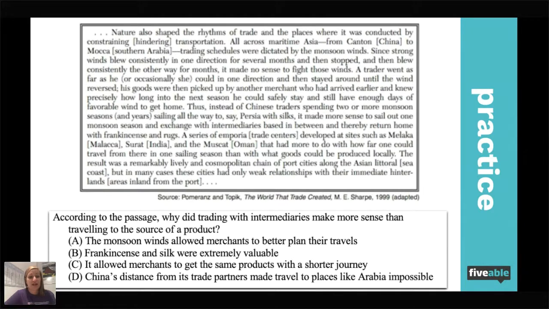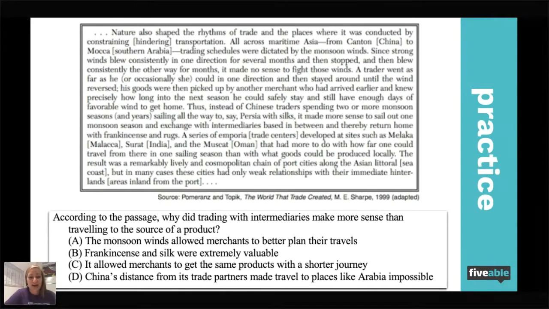Thus, instead of Chinese traders spending two or more monsoon seasons and years sailing all the way to, say, Persia with the silks, it made more sense to sail out one monsoon season and exchange with intermediaries based in between, and thereby return home with frankincense and rugs. A series of emporia or trade centers developed at sites such as Malacca.